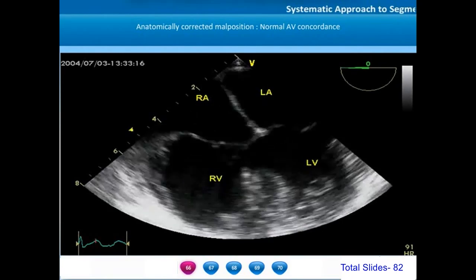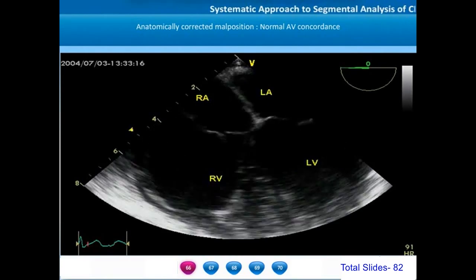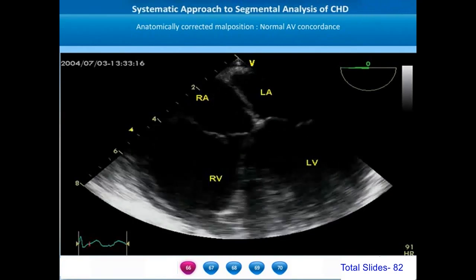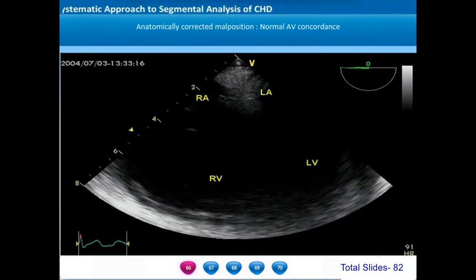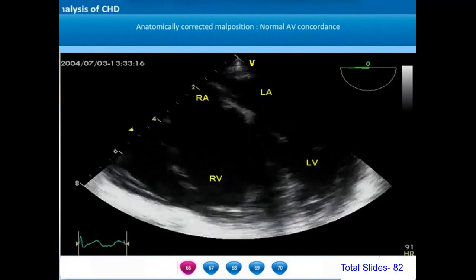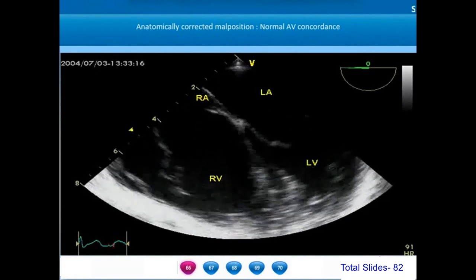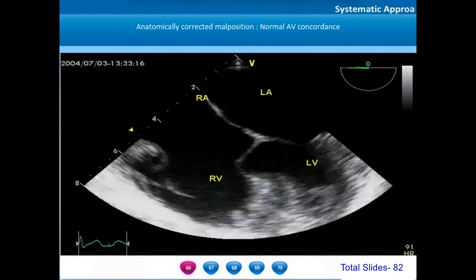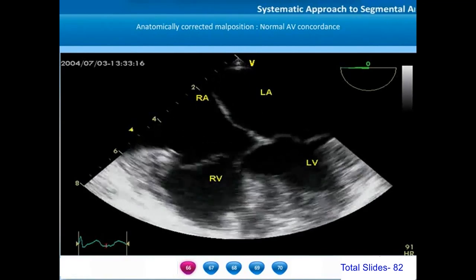There is a rare entity called anatomically corrected malposition of great arteries. Here, there is a normal atrioventricular concordance. In this transesophageal view, we can appreciate the right atrium getting connected to the right ventricle through the tricuspid valve, and the left atrium connected to the left ventricle through the mitral valve.